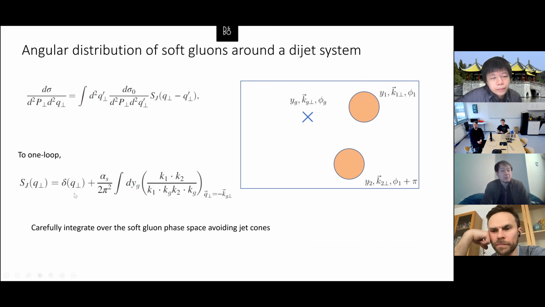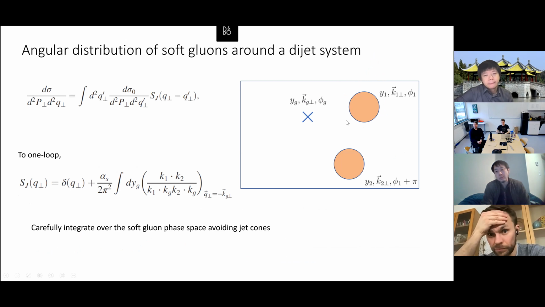To zeroth order, this is just a delta function, just by momentum. So there's no emission. If you do the one gluon emission, then you have this familiar soft gluon emission kernel. You have to integrate over the phase space of the soft gluons, excluding this jet cone. So you have to integrate outside this jet cone, and this integral depends on the angle between P perp and Q perp.